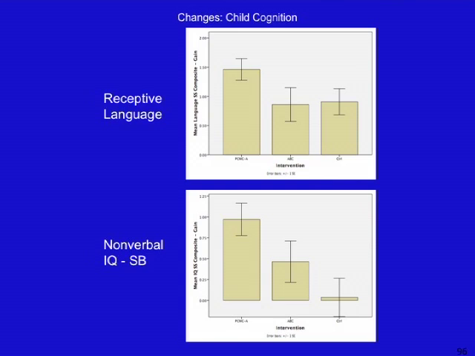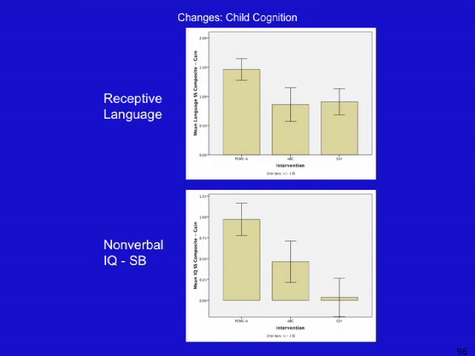Now this is receptive language, which markedly improves in the PCMC, but there's not a significant improvement in the child-focused versus Head Start alone. Head Start is good for language, though. These are pretty good gains. It's kind of a tough comparison group. And then the nonverbal IQ, Stanford-Binet, kids go up like 10 points, and these kids go up a little, but not as much, and they don't change.